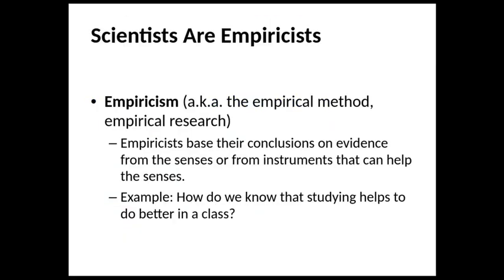Stay tuned. So as I said, scientists are empiricists, and empiricism, which is also sometimes called the empirical method, or more often it's referred to as empirical research, shows that these people base their conclusions on evidence from all the senses, not just one or two, but all five senses, or instruments that can help them.